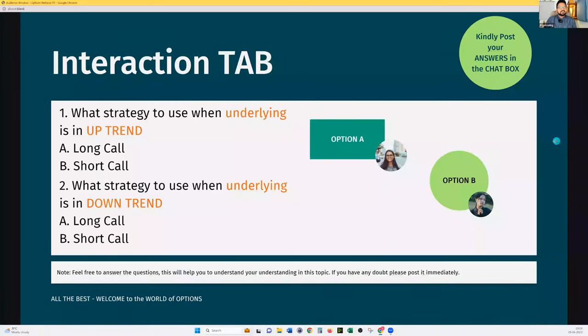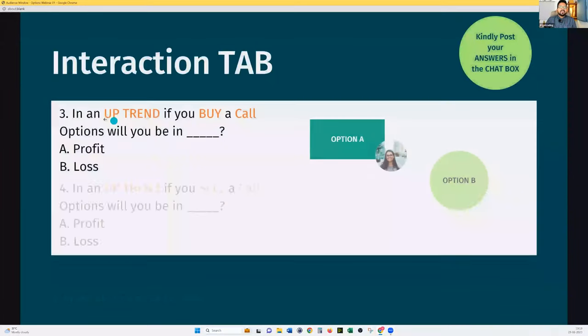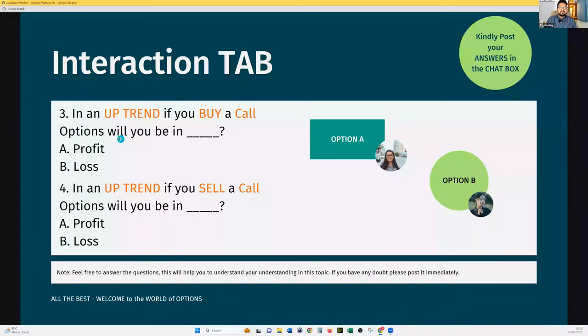Now, in an uptrend, if you buy a call option, will you be in profit or in loss? Obviously, you are going to be in profit. The fourth question: in an uptrend, if you sell a call option, you will be in dash. Because the market goes up and you shorted a call option, you will be rewarded with a loss.